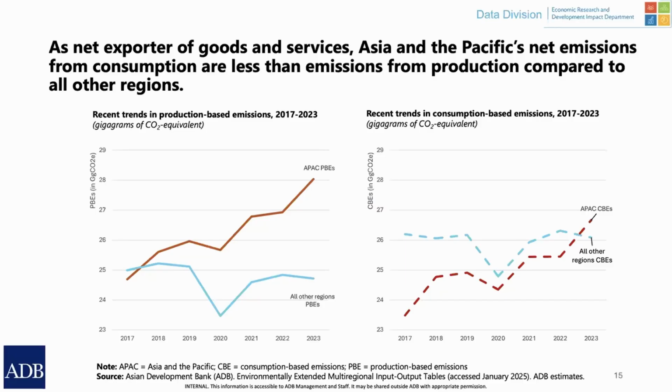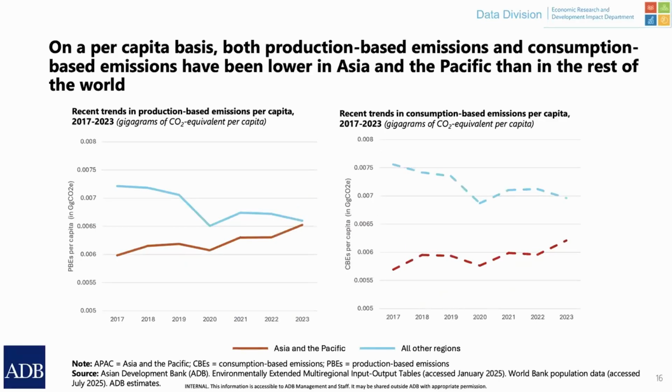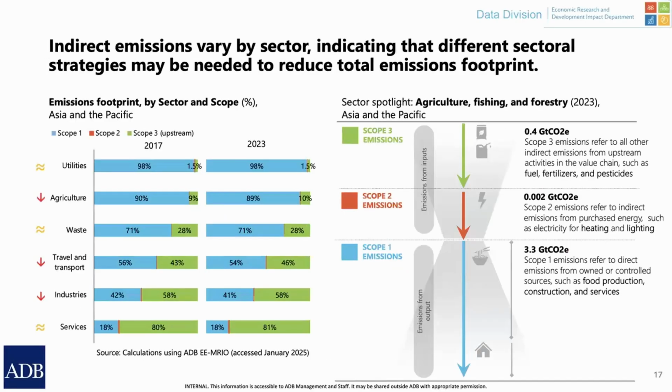However, it's a slightly different story when we look at the emissions from a consumption-based lens. While Asia and the Pacific had lower consumption-based emissions compared to the rest of the world, over time it is catching up, and in 2023 it has surpassed the other regions. However, this understanding shifts a little bit when we look at the emissions on a per capita basis, as the region's emissions per capita have been lower than the rest of the world, both from the production as well as the consumption-based lenses. As alluded to previously, the interconnected structure of input-output tables allows the tracing of emissions throughout the entire supply chains.